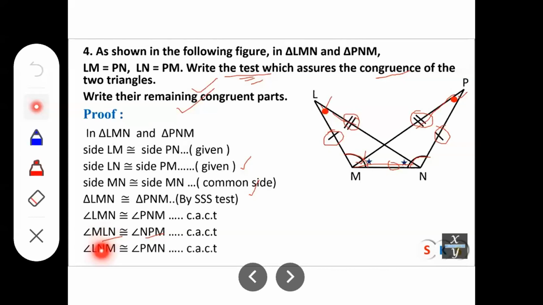Yes, already mentioned. And angle LNM is congruent with PMN. The reason for each step is corresponding angles of congruent triangles. As all the angles are written over here, the reason will be the same for each one, CACT. You can write it commonly also.